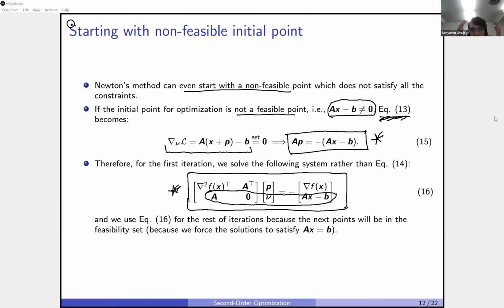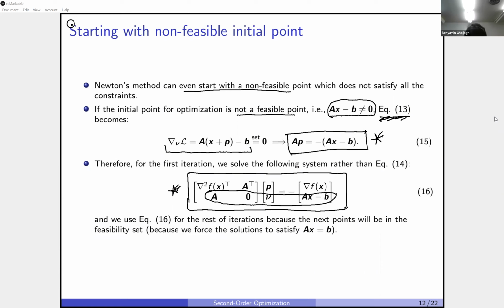If it's not, it might not be convex. Then in that case, you can always check whether it's feasible or not. If not, you can use equation 16. So in summary, Newton's method says that I can handle non-feasible points too. And I can use equations 14 or 16 for the update in every solution.